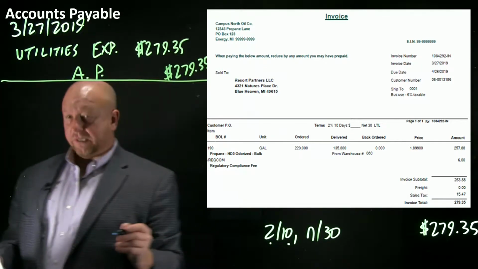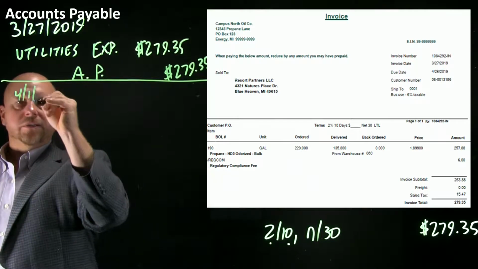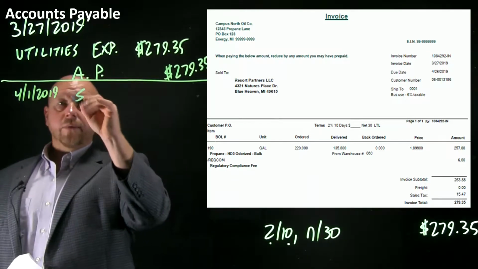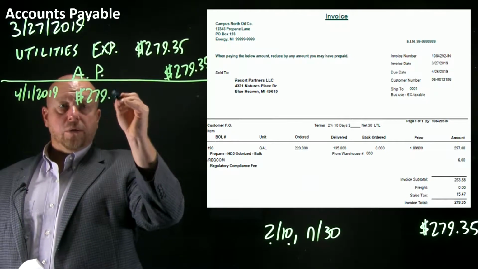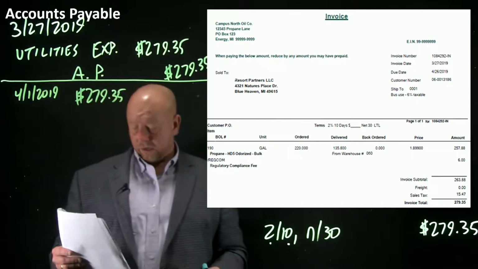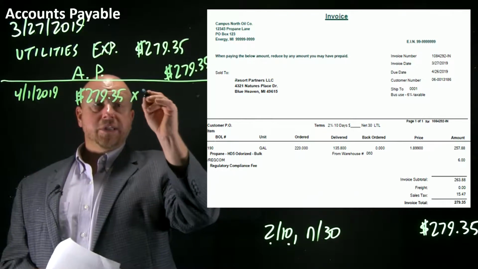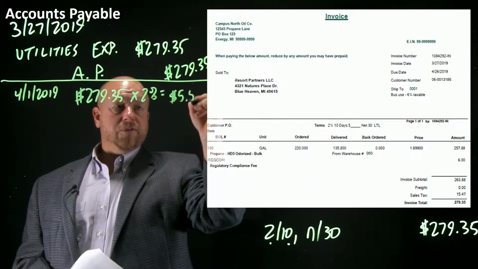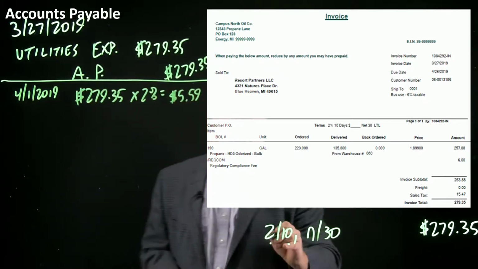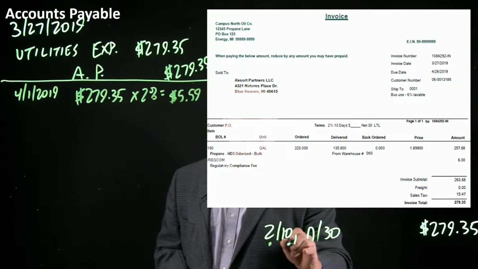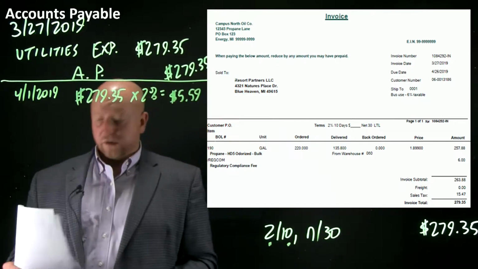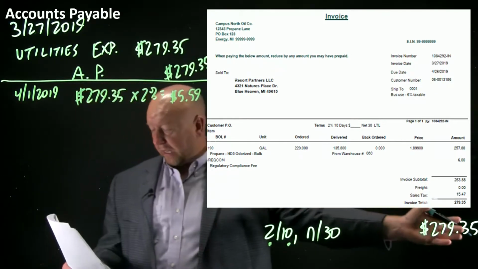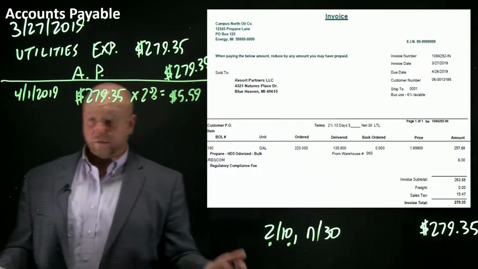Now, what if we accept the discount? Just a few days later, we decide to accept their discount. Well, the total amount that we owe them is $279.35. 2% of that amount is $5.59. So, in other words, if we accept their offer of a 2% discount, if we pay quickly within 10 days, we can save $5.59. What that means is that we don't have to pay them $279. We're going to pay them $273 and some change.